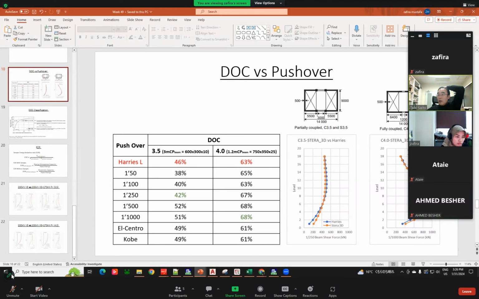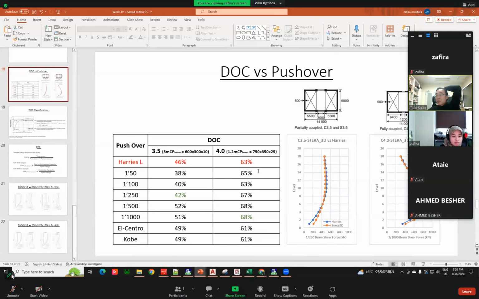So when you increase drift, this coupling ratio, the degree of coupling, is getting smaller. Is that right? Yes. So it means the beam is getting damaged. But here it is 65. This one is decreasing, but this one is going back to 65.